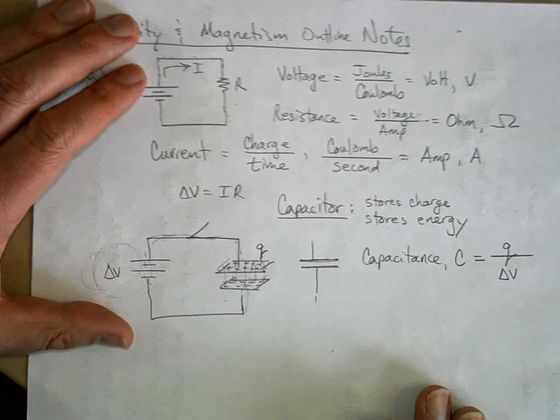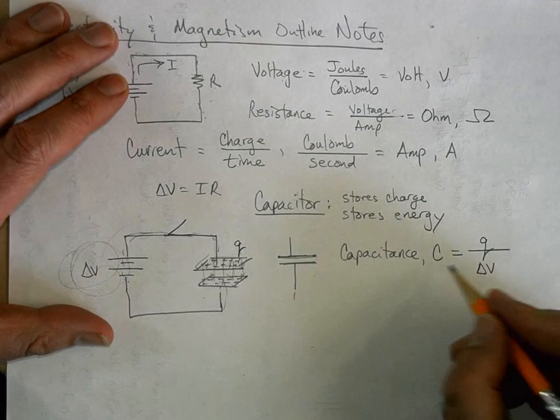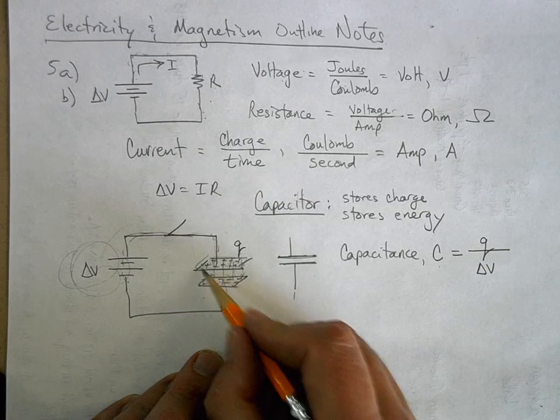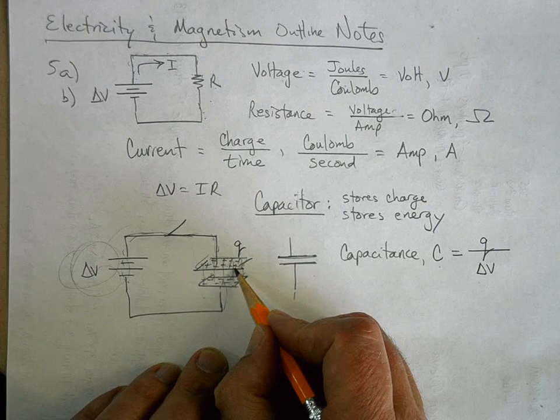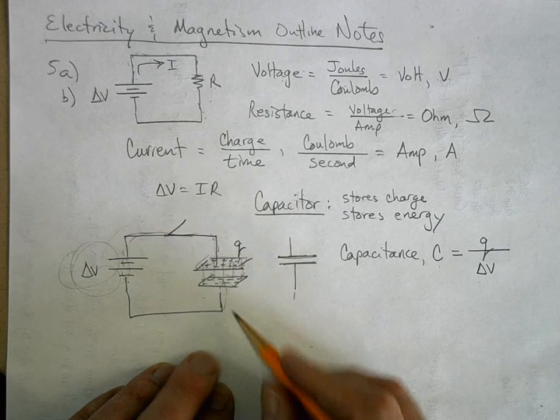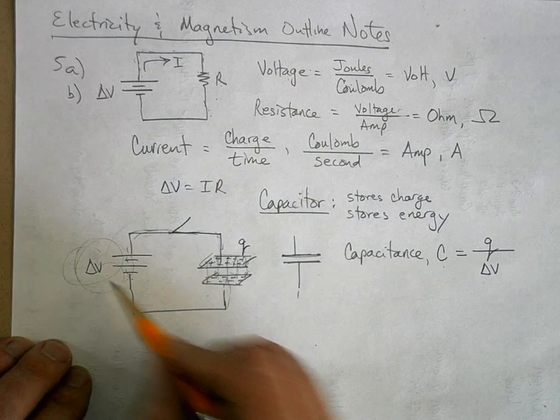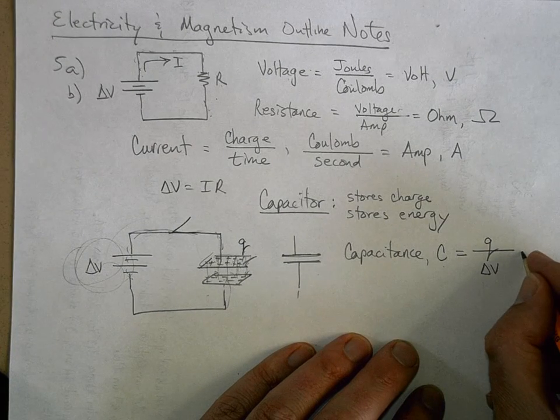So this is a new equation for you. Capacitance is equal to the charge on the capacitor I get when it's full divided by the voltage. So what are the units here?